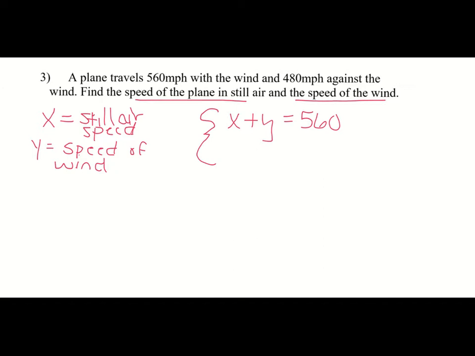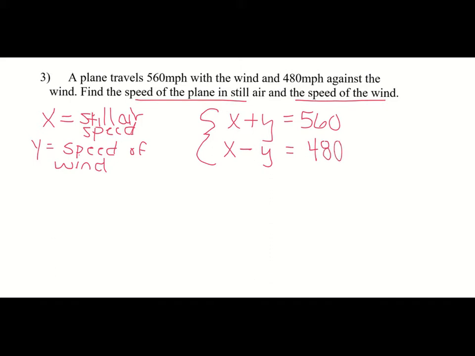Now it travels 480 miles per hour against the wind. So that means we're going to take the still air and it's against it. So you're going to subtract the wind speed, because you're really going into it. It's harder to go, so it's going to be 480 miles per hour.